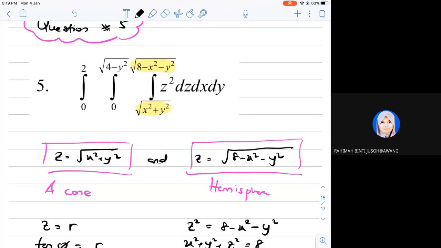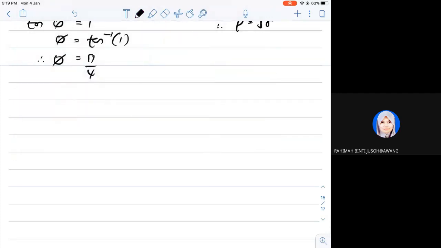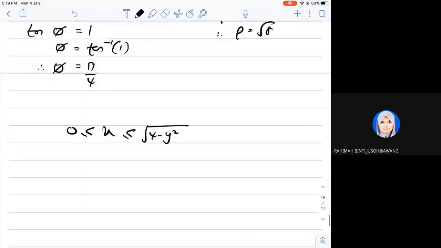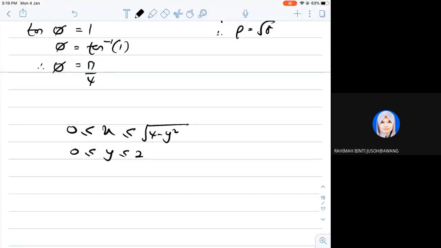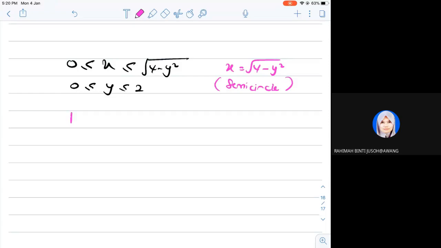Kalau kita tengok region R ni, you have to be careful eh. Sebab region R ni, x equals to, okay, we have x equals to 0 until square root of 4 minus y squared. And then limit of y from 0 until 2. Like this. Okay, so now x from 0 until square root of 4 minus y squared. Ini bentuk apa guys sebenarnya? Semicircle, yes. Semicircle kan? Okay, however, semicircle ni belah mana? Let's say saya nak sketch region R.